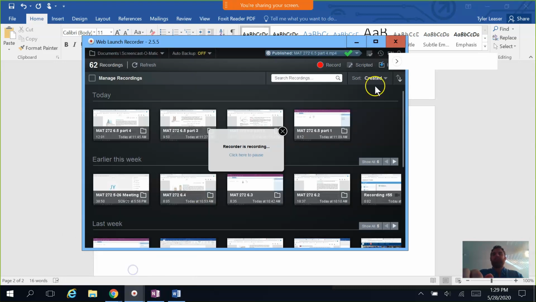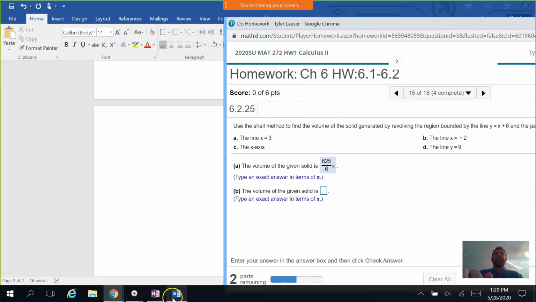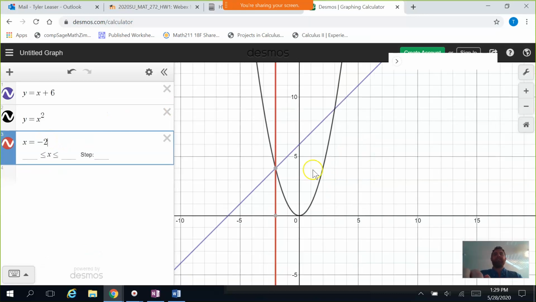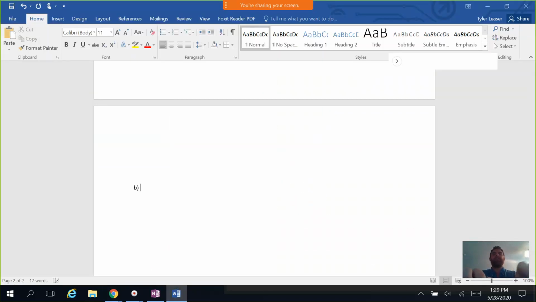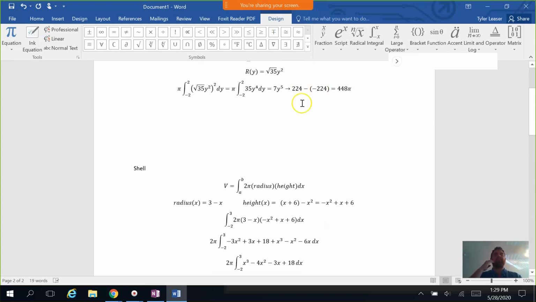So part B is revolving around x equals negative 2. So if I go back in Desmos, instead of x equals 3 for the axis of rotation, now we're going to be doing this red line, x equals negative 2, and revolving it to the left instead. Almost everything is pretty much the same for part B here. The only difference is how the radius is going to be defined. So let's look at the radius as a function of x, and then we'll just bring down the height as a function of x, because that's going to be the same. The height is still that negative x squared plus x plus 6 that we had found from here.